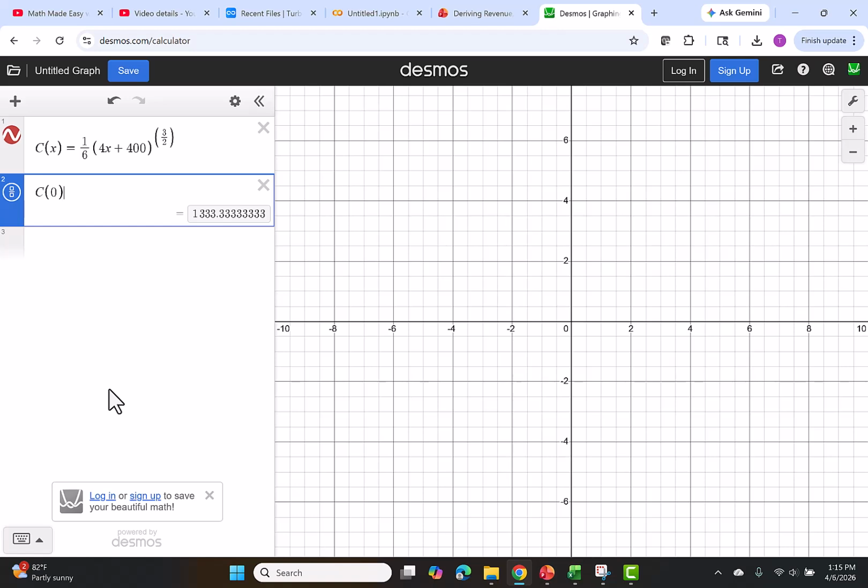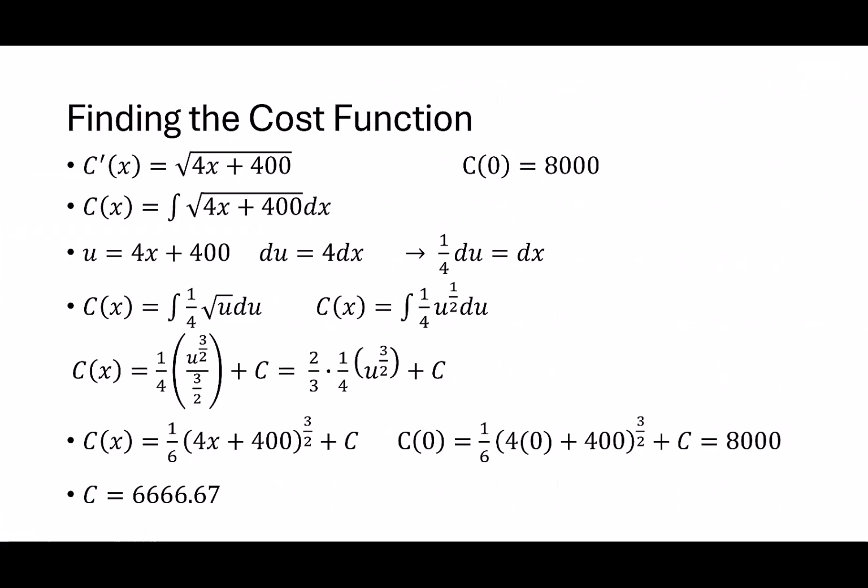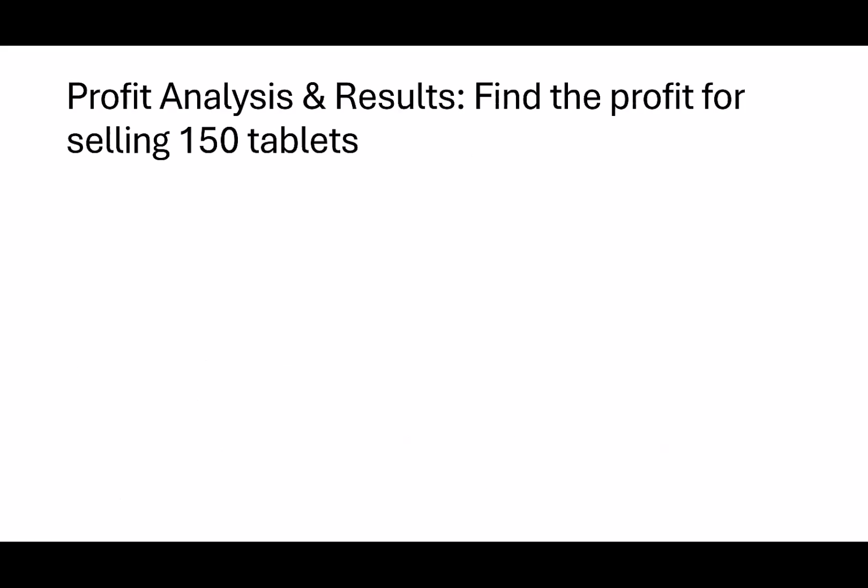It gives me 1,333.33. I know when I add C, it's supposed to be 8,000. So if I take 8,000 and subtract C of 0, I'll get the value of my constant of integration, which is 6,666.67. Now that we know the value of C, we can write our cost function as C of x is 1/6 times 4x plus 400 to the 3/2 plus 6,666.67.